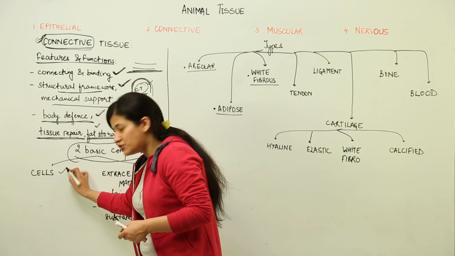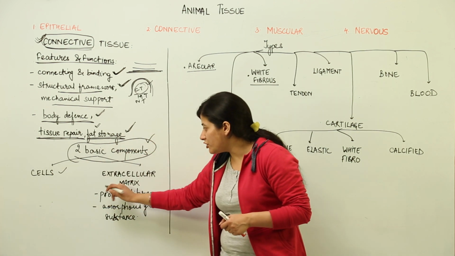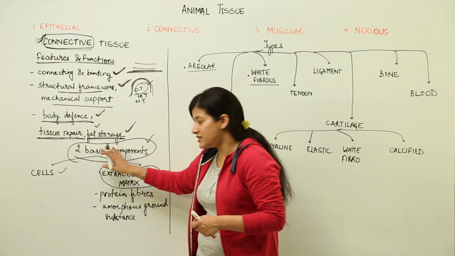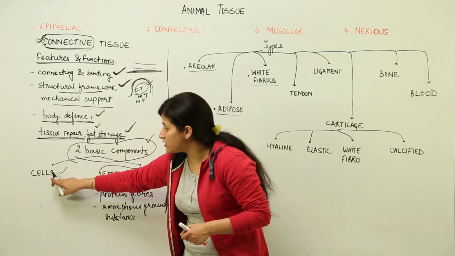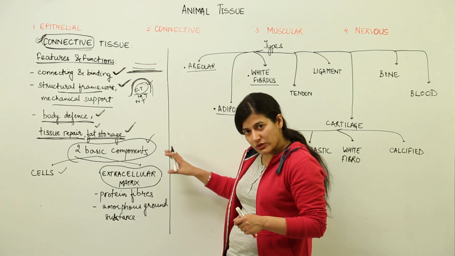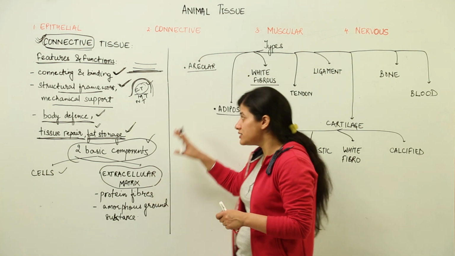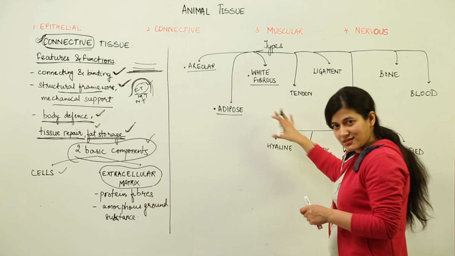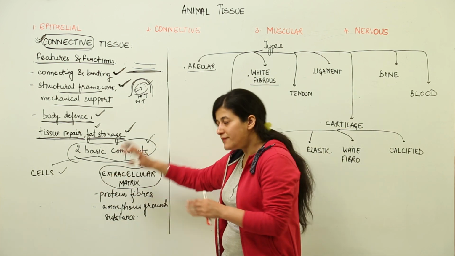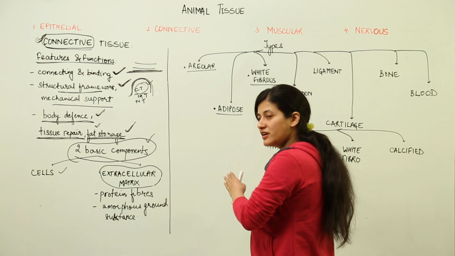One would be the cells which would form the connective tissue, and the other would be the extracellular matrix that would be present inside the tissue, and the cells would be suspended in this extracellular matrix. Depending upon the type of the extracellular matrix, we divide the tissue into these types. Depending upon the type of extracellular matrix and of course the cells, the tissue is divided into different categories.